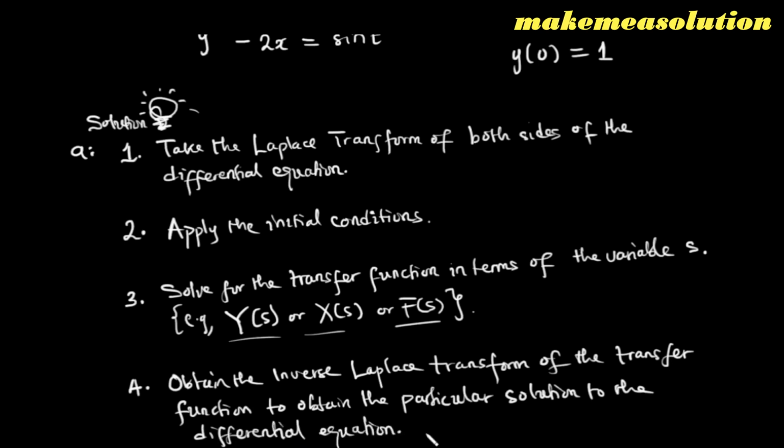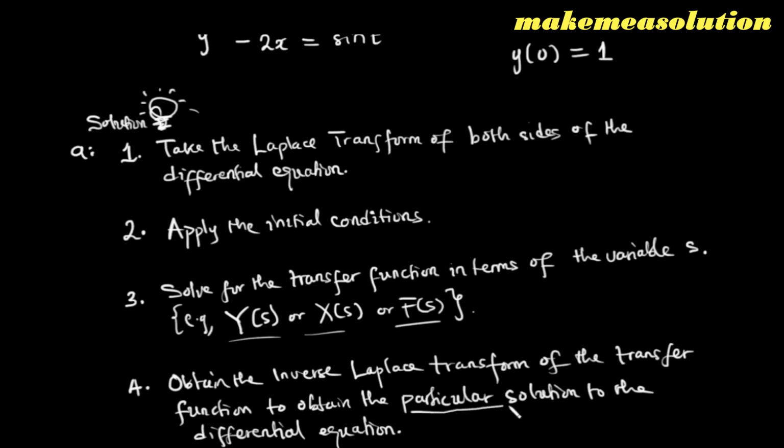So after you find the transfer function, it's going to be an expression in terms of s. Then the last step is you need to find the inverse Laplace transform of that expression in terms of s, which is going to be a fraction. So when you find the inverse Laplace transform of that fraction, then you now have to regard the answer that you get as your particular solution.